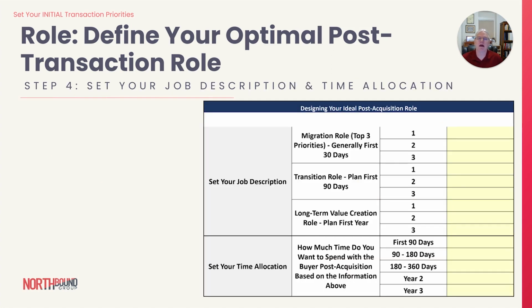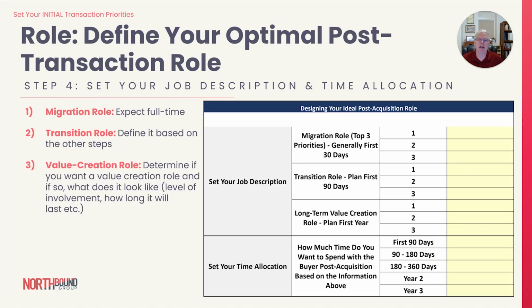After that step, you can now start to define your ideal job description in each one of these phases: the migration role, the transition role, and then the long-term value creation role. And then once you think about it from that perspective, you go, I'm going to start out full-time. Then in my transition role, I'm going to define it based on the other steps that I have to do. And finally, in the value creation role, I'm going to determine if I want one at all. And if so, what do I want it to look like?